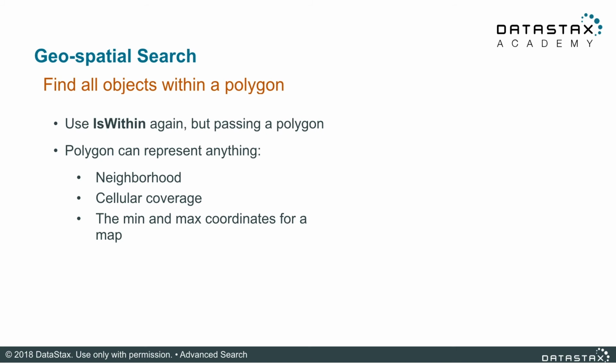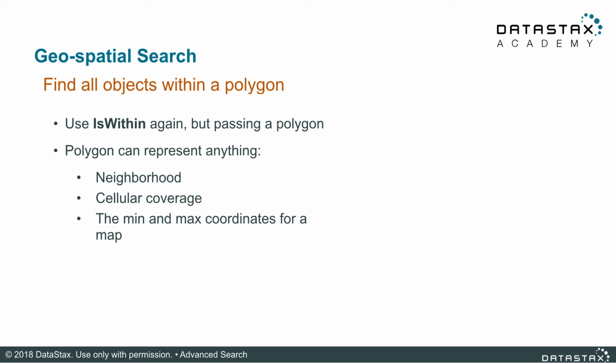The first here is finding all the objects within a polygon. This is a commonly used one which can filter out all the objects that are not within the polygon, which could represent a neighborhood, or city, or state, or so forth. Other applications the polygon might represent include cellular coverage as well.